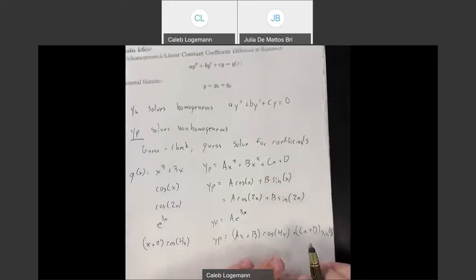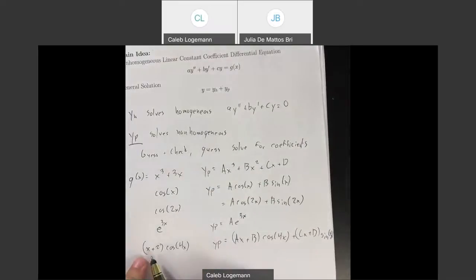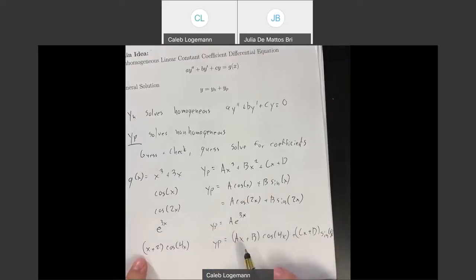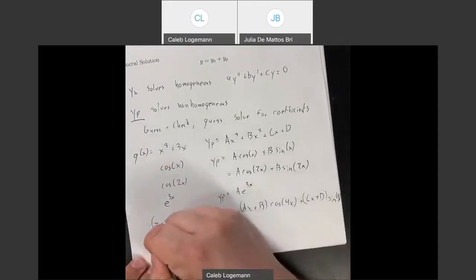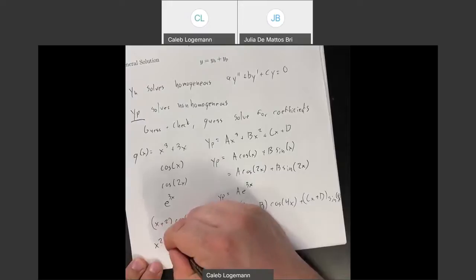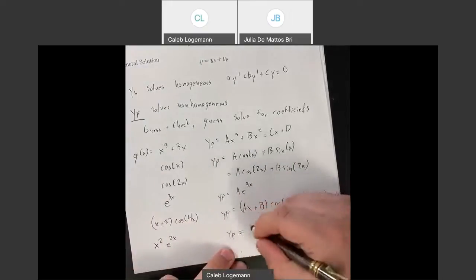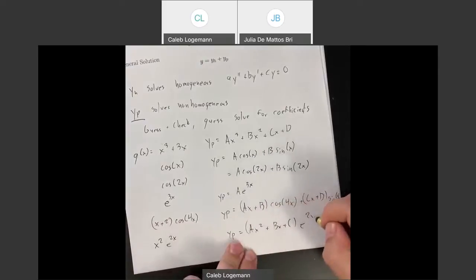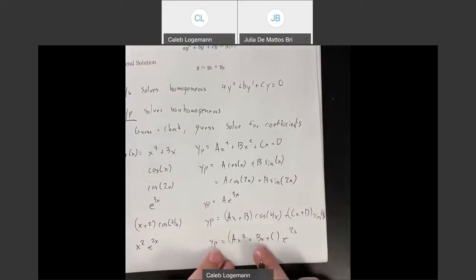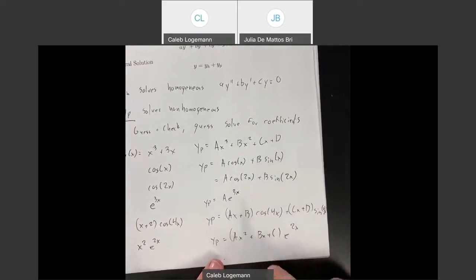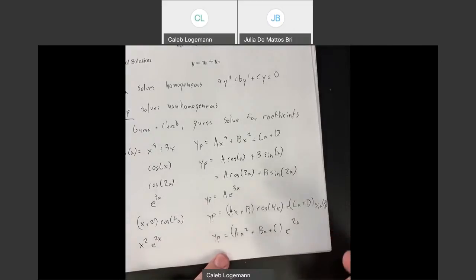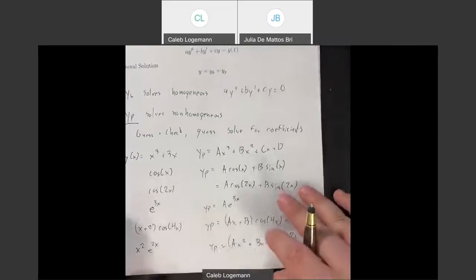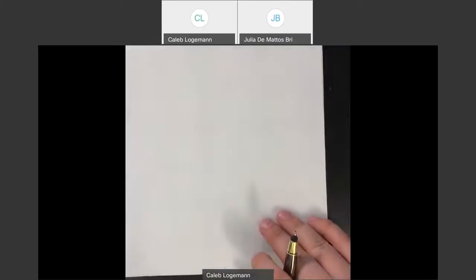So when you have polynomials multiplying cosines, sines, and exponentials, just make sure you include all the lower terms in your guess. If you have something like x squared e to the 2x, your guess should be ax squared plus bx plus c times e to the 2x. Make sure we include all these lower possible terms. If you don't include those, the equations that you're going to try and solve for these coefficients aren't going to work out. Okay, so that's kind of the idea. Let's jump into an example and see how that might actually work out.